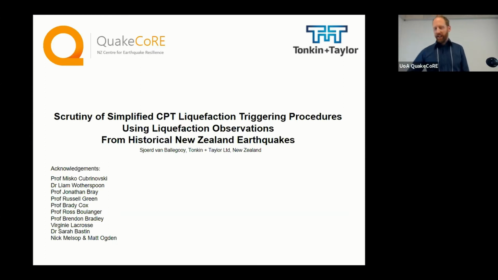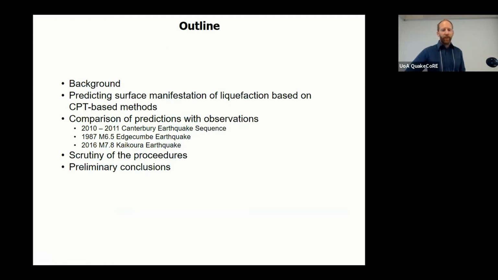So today, I'm going to scrutinize how well some of our simplified liquefaction triggering procedures work. I'm just going to cover a little bit of background. I'm going to look at how we predict surface manifestation of liquefaction based on cone penetration test methods. We'll do a little bit of comparison between predictions and observations, and we'll look at when it's doing a good job and when it's actually mispredicting, and then scrutinize it a little bit further, and then we can come up with some preliminary conclusions as to where some of this work can go from here.